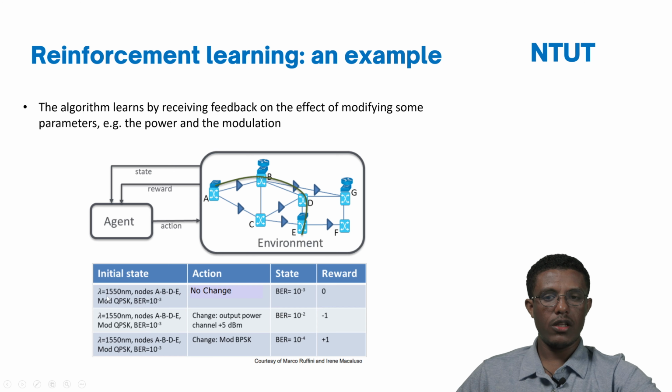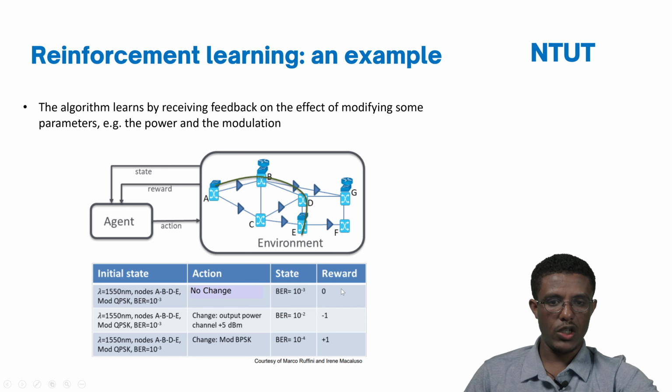We know that, for example, initially the wavelength is here, the node here or the possible path, the modulation is QPSK, and the bit rate is 10 to the power of minus 3. So the action is no change. That means the state, the bit rate of 10 to the power of minus 3, has reward 0, because this one is the initial state.